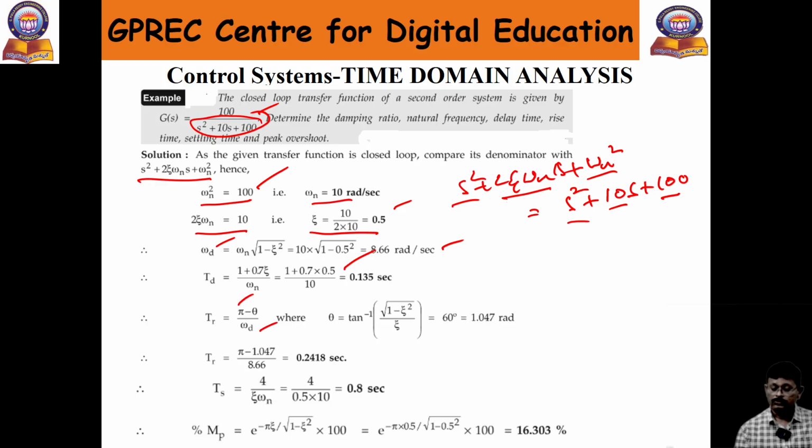Pi you already know. Keep it in mind, after getting this value, this becomes radians, right? Then tr, pi minus theta. Then ts, settling time, I am taking the 2% here. So 4 by zeta omega n, substitute. Okay, after finding zeta and omega n, remember the time specification formulas, just substitute the values of omega n and zeta, you will find out the value. So percent peak overshoot you can find out here. Okay, so this is the simple way to find the time specifications for a given transfer function. Clear?